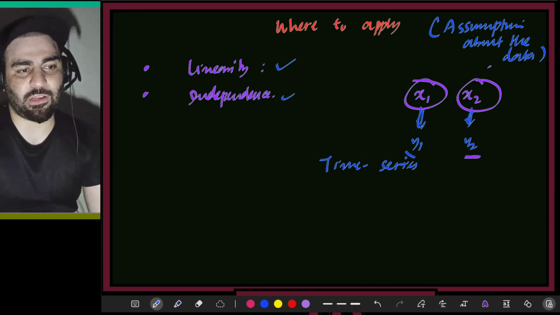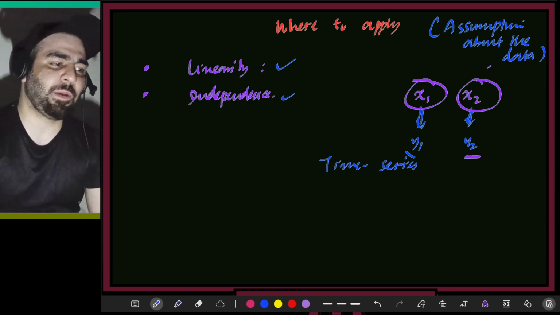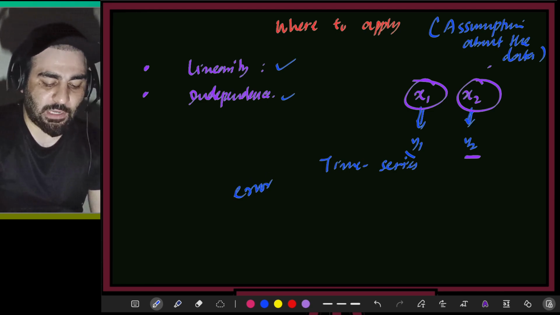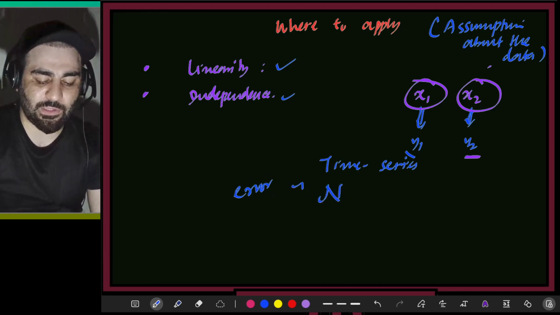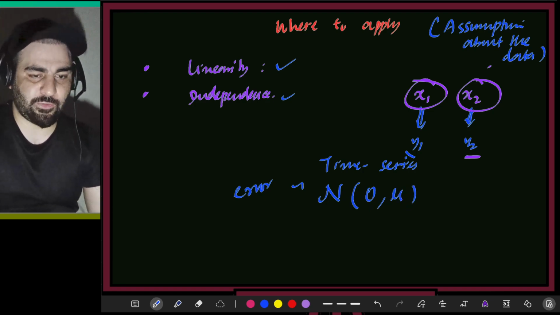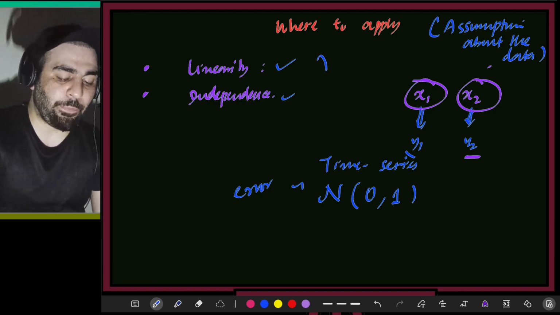And there are other things also, like the error, the residual error, should be coming from the normal distribution. But we'll see what that means. It should come from a standard normal distribution, usually they call it. This is a standard normal variate. We have also seen that. But these are the two important assumptions about the data.